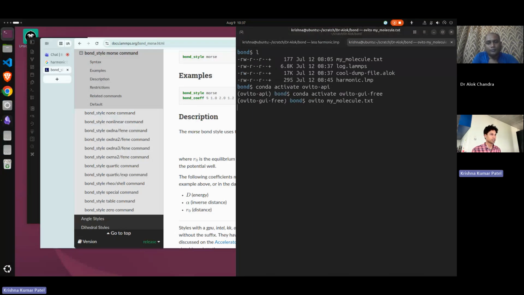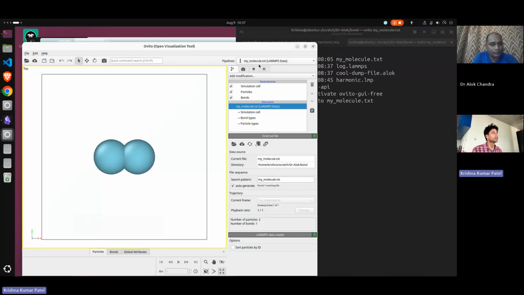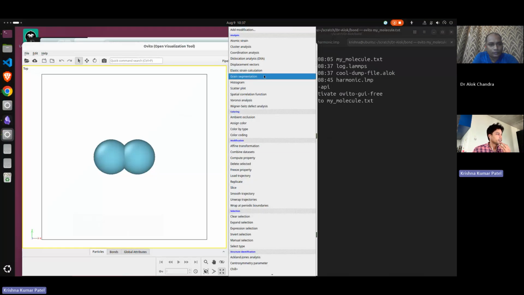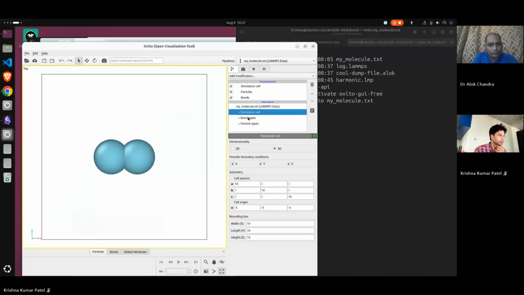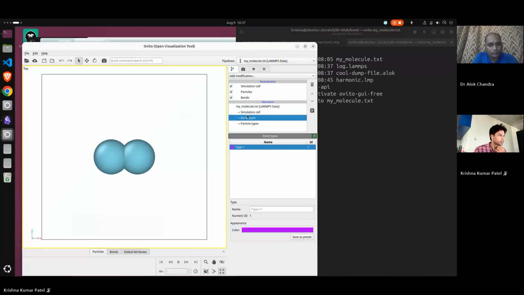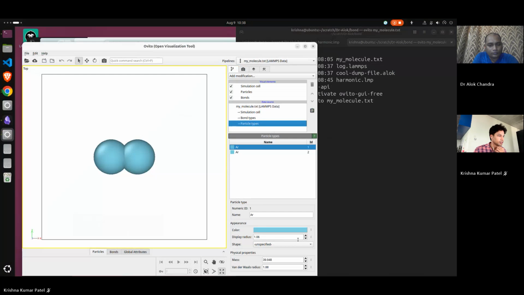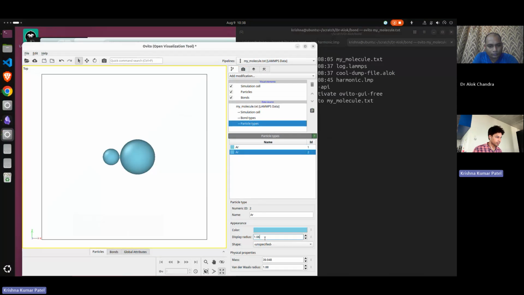My molecule. First, let's load that. And then on top of it, display radius. I'm going to change it to a little less, maybe like 0.5 for this guy and this guy also 0.5. And now you can see the bond, right? This is the molecule file that we had written.